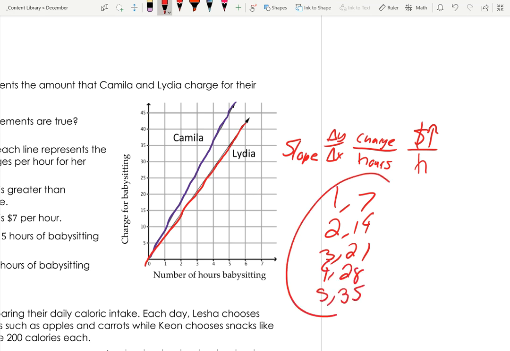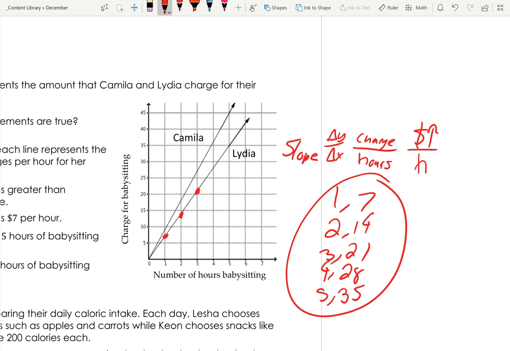If we see these points on Lydia's graph, then we can safely say, yeah, she's charging about $7 per hour. It's kind of tough, though, because when we look at Lydia's graph, we have to notice, okay, here's 1, right? That's about 7, right? But let's keep going. 2 is right here. It's a little less than 15, so yeah, maybe that's 14.